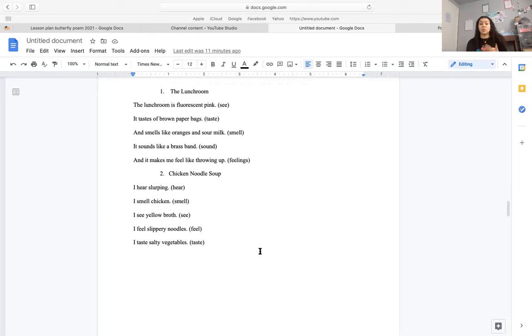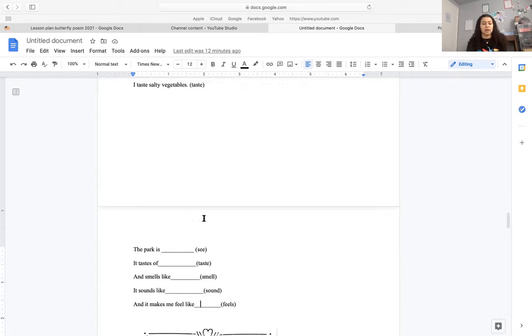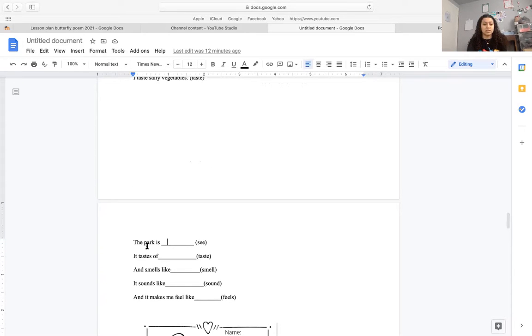So next, I'm going to model for you how we would start to write the sensory poem. So we've seen some good examples and talked about that we have to have those 5 senses included in our poetry, but I want to model for you how you would kind of go about creating a sensory poem. Now remember, ours is going to be about butterflies, but for this one, we're going to make it about the park.